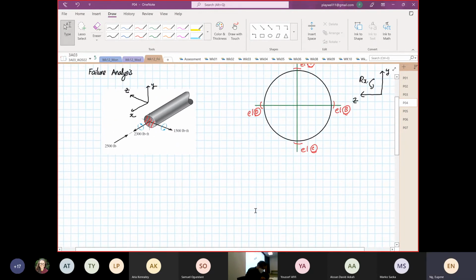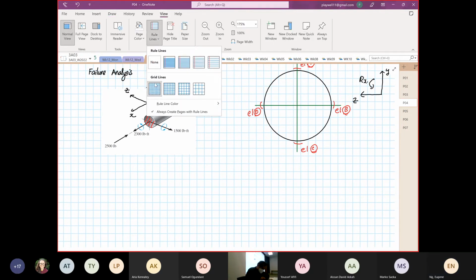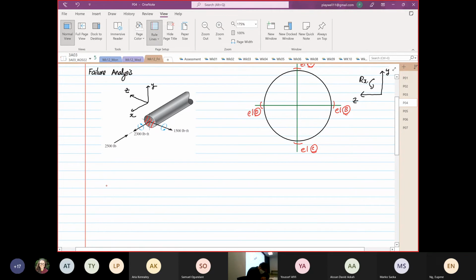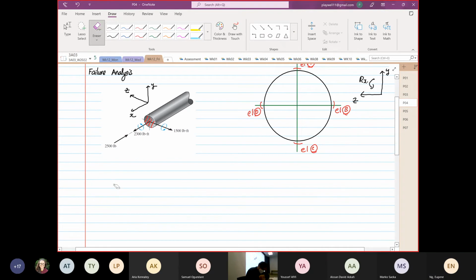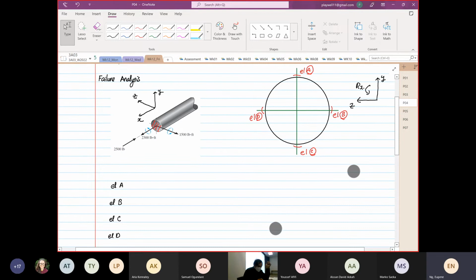So we are going to have elements A, B, C, and D. What we are trying to do is identify qualitatively, not quantitatively, qualitatively. Qualitative means the likely, right? You don't see the values, but you know which element you should analyze. For now, we don't know.